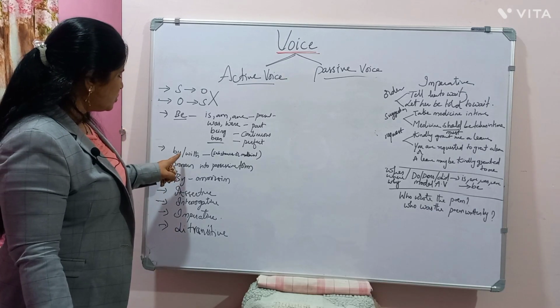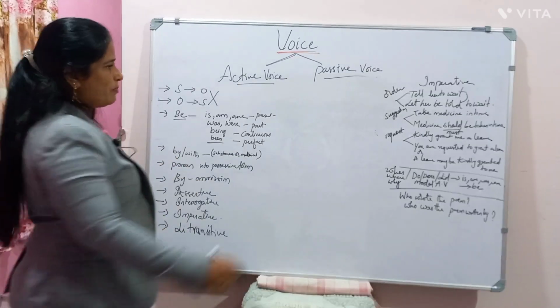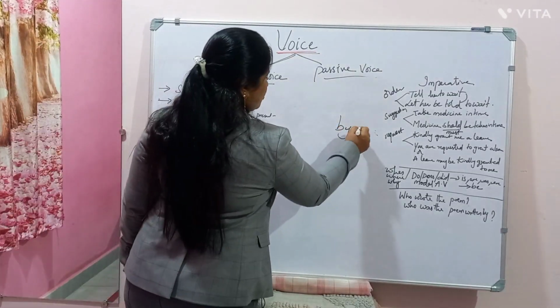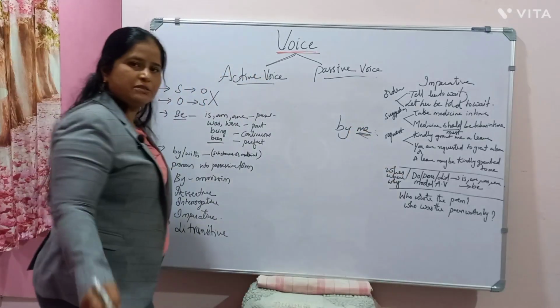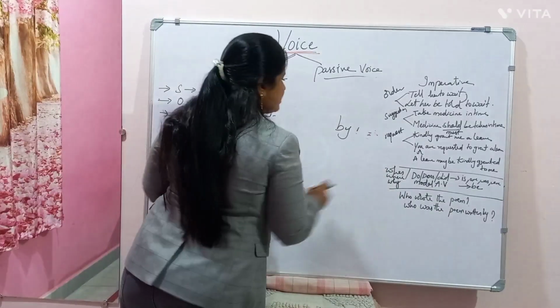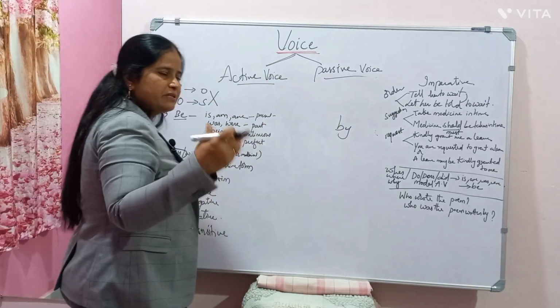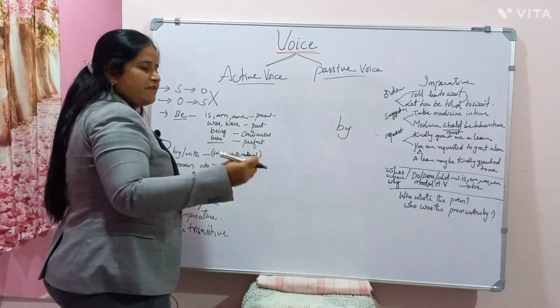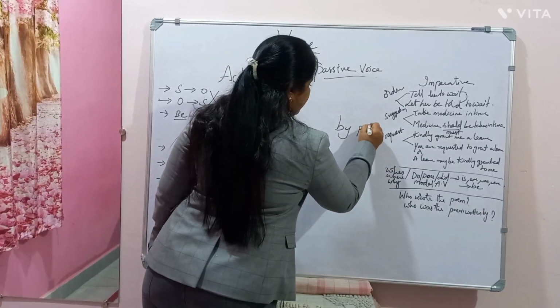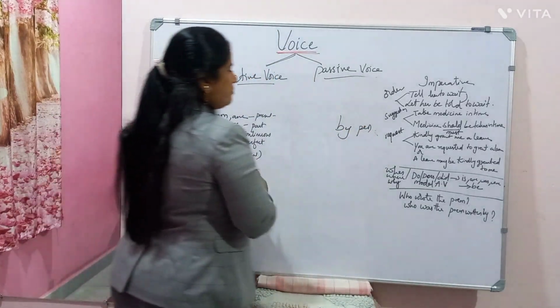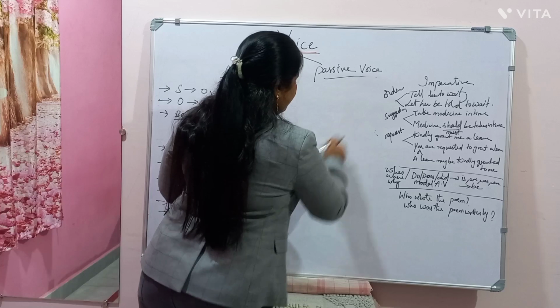Now when do we use this by? So by me you have used. If it is a person, it is by me. Instead of a person, if it is some object, some substance, or some material like pen, it is not by pen we write, it is with pen.